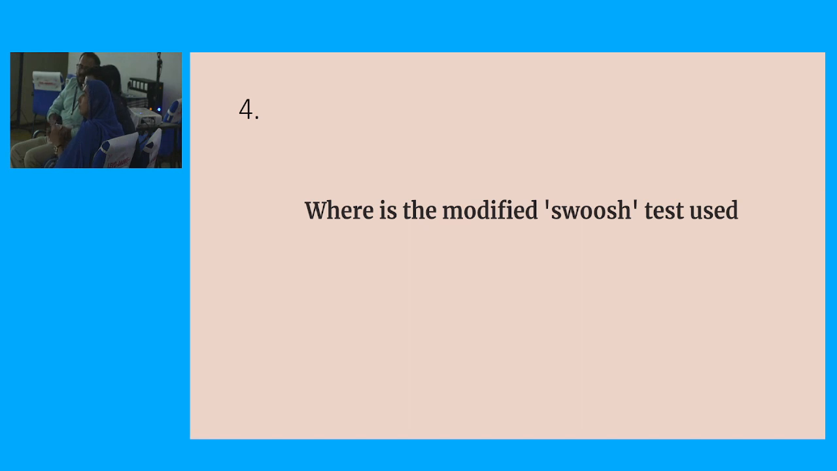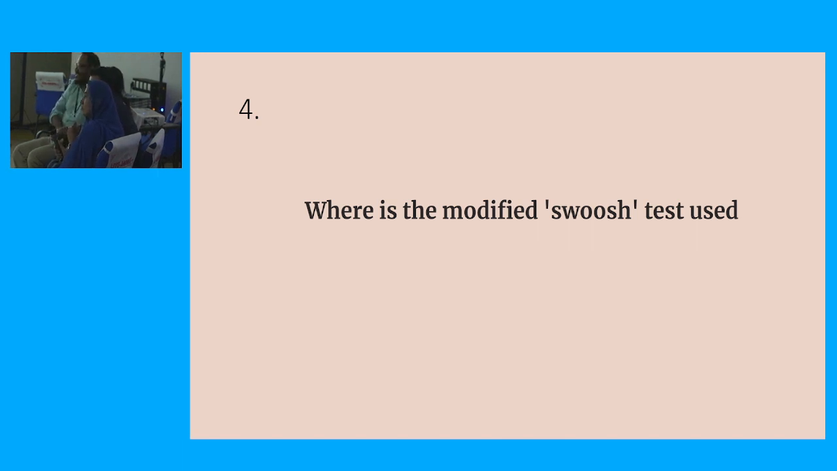What was the original test? In the original test, we used to inject air. That is the whoosh test. In this one, the modified whoosh test, we are injecting saline. That was air, this is saline. That's the difference. Okay, good. Caudal epidural.